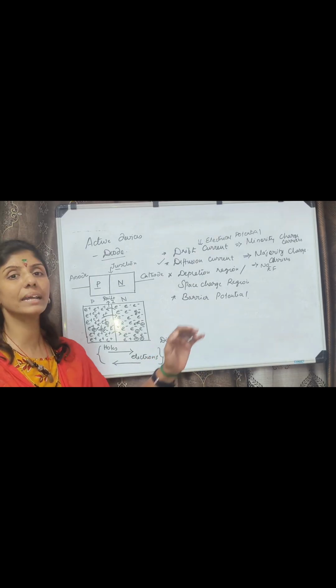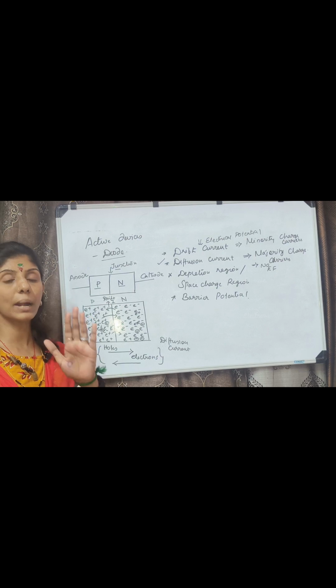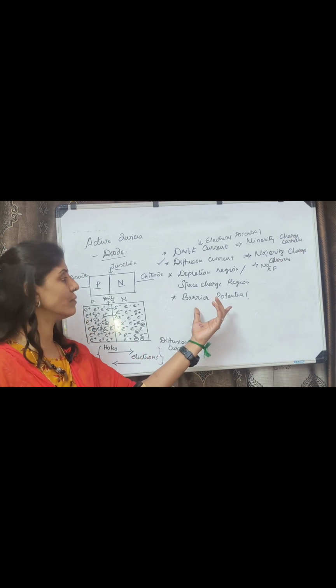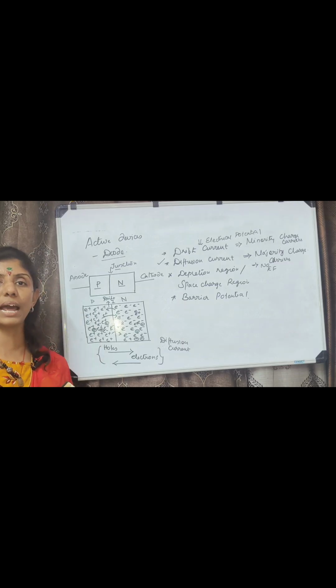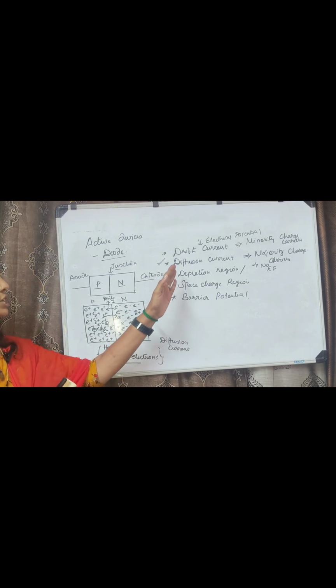Okay. So barrier potential. Barrier means it is a stoppage. So that potential is a stoppage potential. That's why we call that potential a barrier potential. Now it is clear what a diffusion current, drift current, depletion region and barrier potential are. Now we will see them one by one.